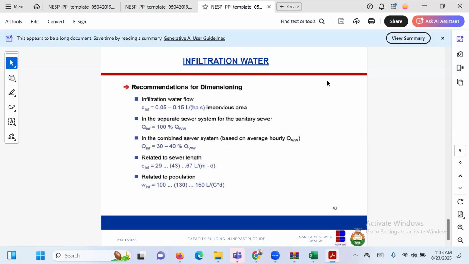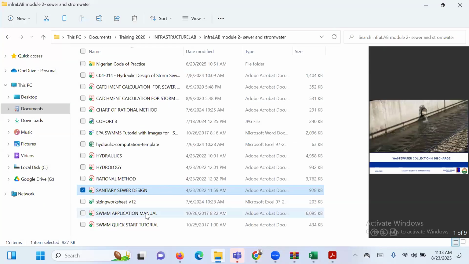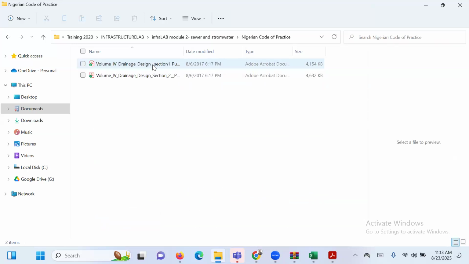Okay, that's the end of the introductory class on that. I don't know if there's any question. So the next thing I will introduce you is your Nigerian Code of Practice. Let me introduce the Nigerian Code of Practice.